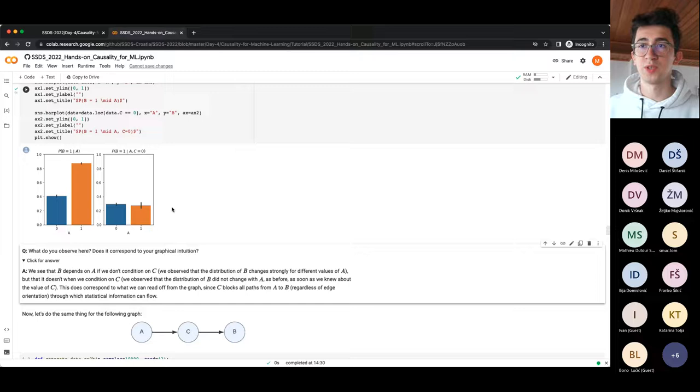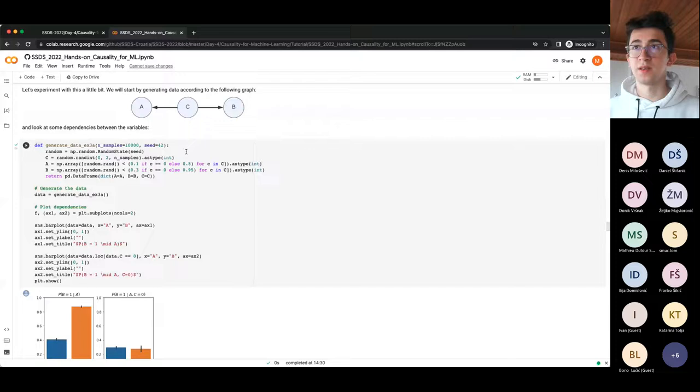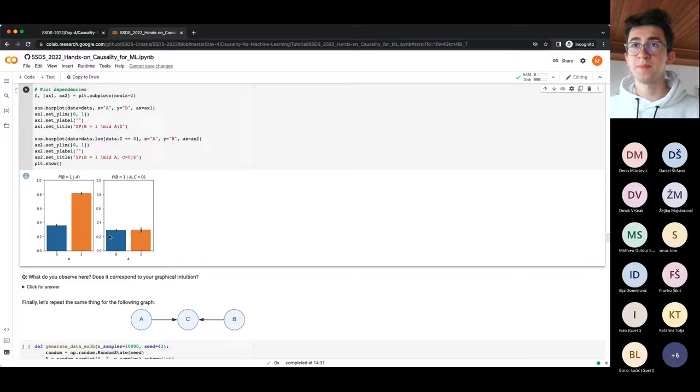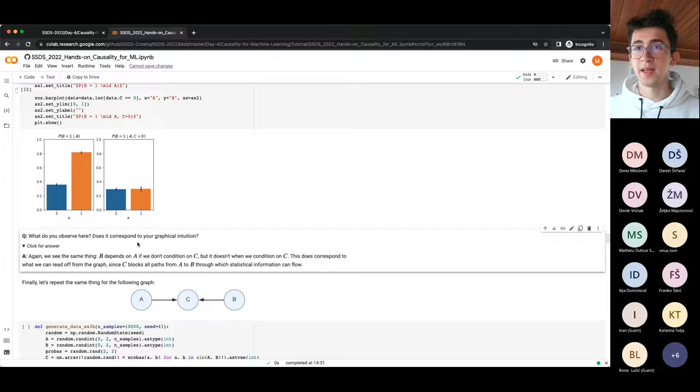We observe that it corresponds to our intuition, that we can read off from the graph that C blocks all the paths from A to B. So conditioning on C doesn't change our belief in B when we add A. Now the next graph. We go from the fork structure to a chain structure. Same game: we generate these distributions for A, for B given A, and when C is zero. We can see that B depends on A if we don't condition on C, but it doesn't when we condition.